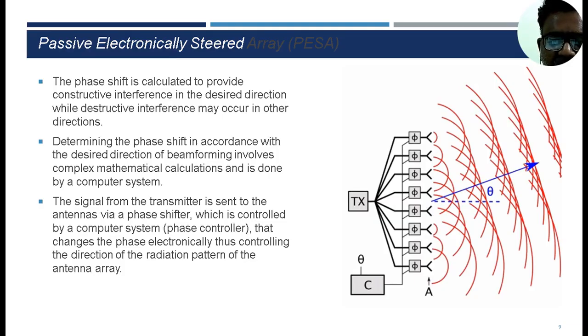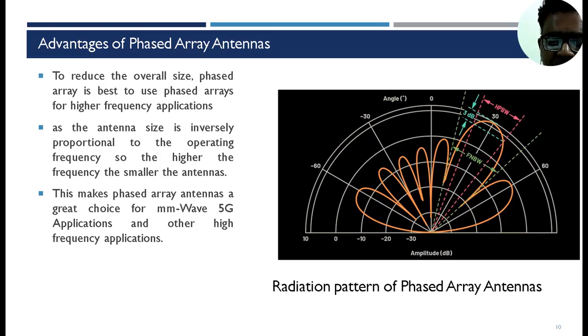Determining a phase shift in accordance with the desired direction involves complex mathematical calculations and is done by a computer system. The signal from the transmitter is sent to the antenna via a phase shifter, which is controlled by a computer system phase controller. The phase is changed electronically, thus controlling the direction of the radiation pattern of the antenna array. This is a radiation pattern for phased array antennas, where we can control the beam steering.